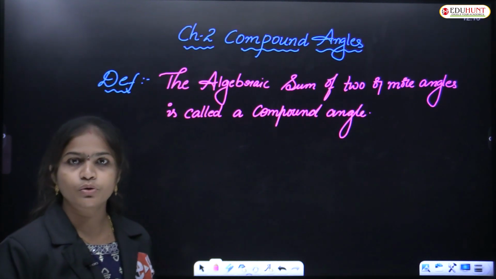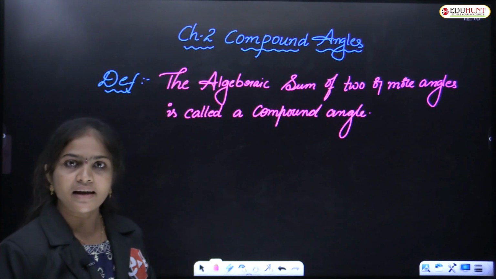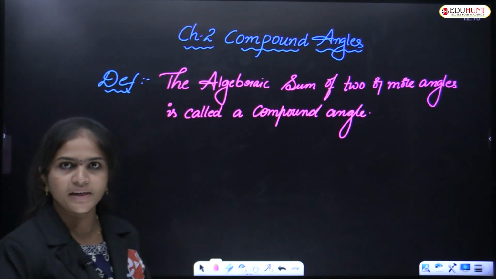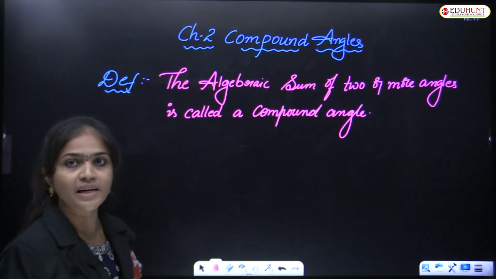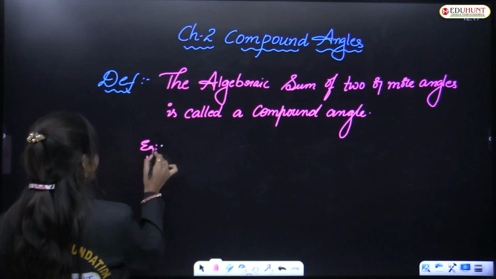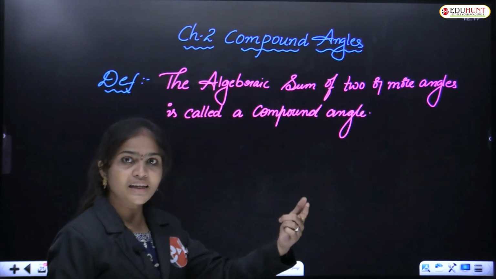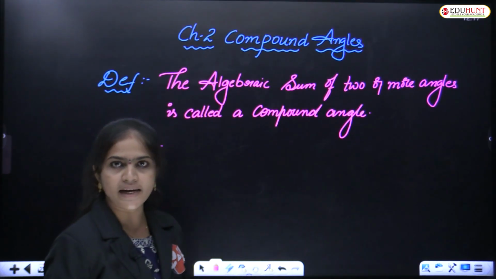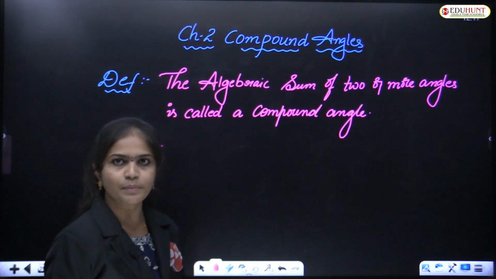In trigonometry, what did we learn? Just sine 60 degrees, sine 30 degrees, sine 90 degrees. Like that, indivisible angles we discussed: sine A degrees, sine B degrees. But here compound means the algebraic sum of 2 or more angles. Previously we discussed sine 30 degrees, but here sine 90 we can write as sine of 60 plus 30, the sum of 2 angles. In the same way, we can take a negative angle, and then we get subtraction.